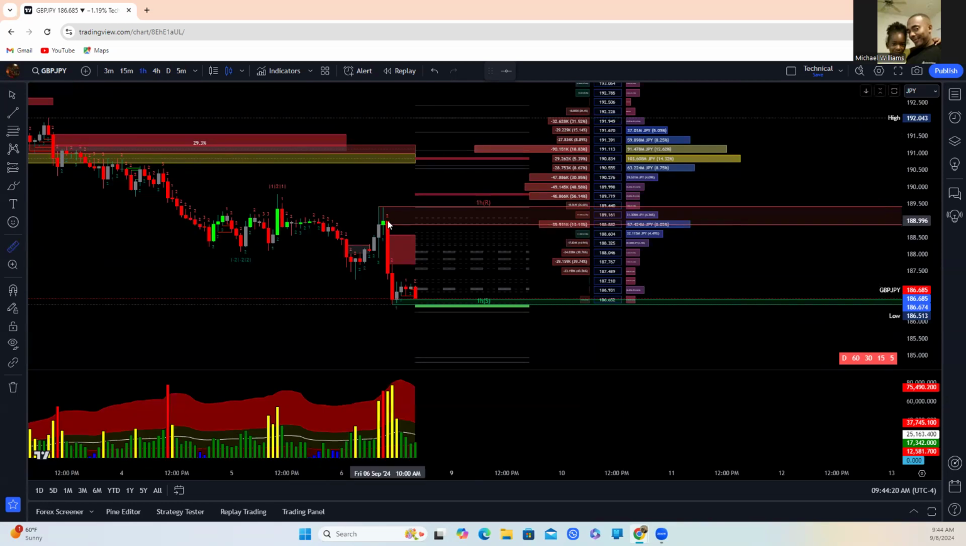Let's see. We would have got into that move on GJ coming out of this 1 hour resistance and targeted the 1 hour support down there. We absolutely would have made 240-something pips in that move, baby. Again, I don't know if y'all understand what I'm giving you here. All right, I'm done.